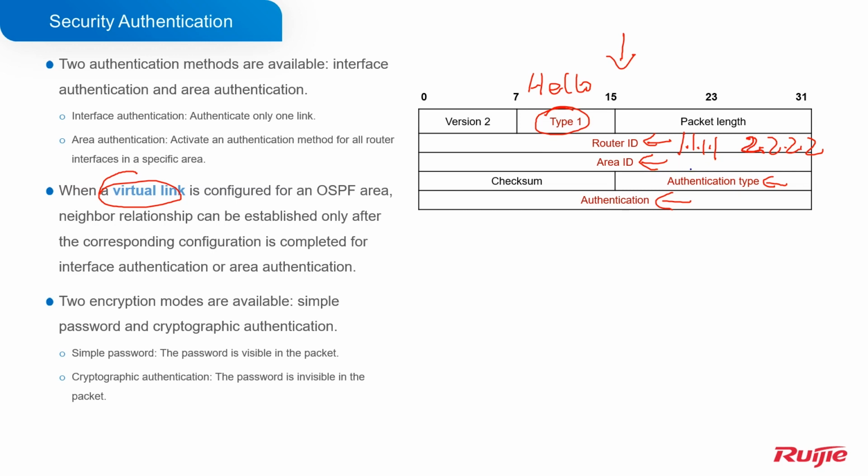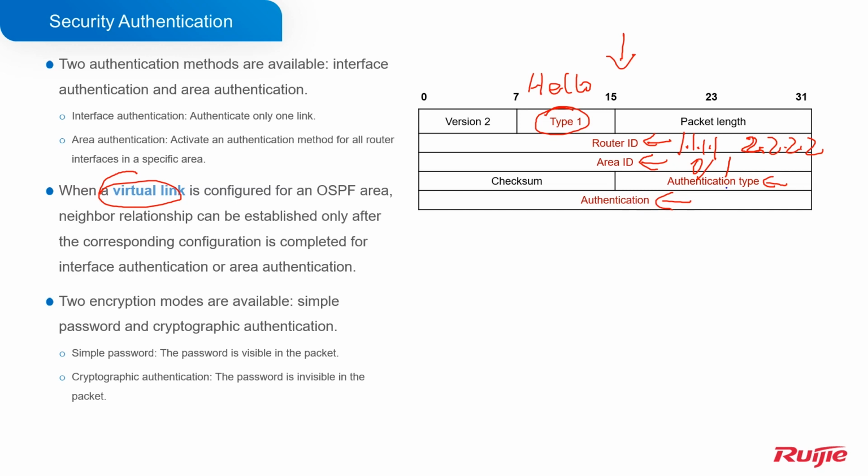And next is the area ID. If you want to build the neighbor relationship successfully, you have to keep the area ID the same. So we have to set the area ID information, such as 0 or 1, to be the same. All the routers belong to one area, okay? And then the authentication type. It means we have to configure the authentication type to be the same. Then the two routers belonging to one area can build the neighbor relationship successfully, whatever the normal area or the virtual link configuration.